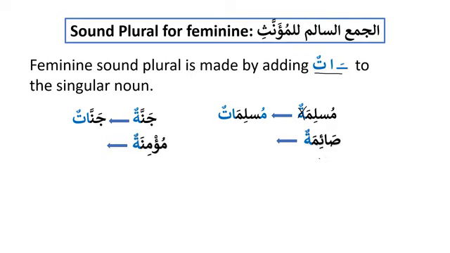And then we have sa'imatun. This is called ta al-maftuha, or the open ta. So we have sa'imatun, and then we have mu'minatun, and the plural will be mu'minatun.